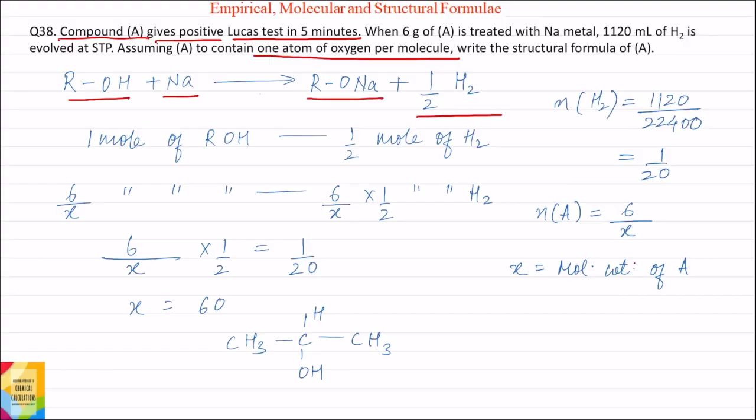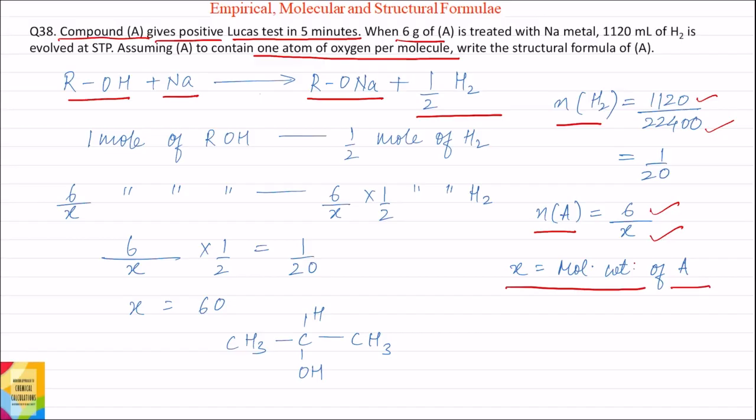Now moles of hydrogen evolved in this case is equal to volume of hydrogen evolved divided by molar volume of hydrogen, which is equal to 1 by 20 moles. So moles of hydrogen evolved is 1 by 20 moles. Now moles of A is equal to weight of A divided by molecular weight of A. Weight of A is given in the question as 6 grams, and we assume the molecular weight of A to be X. So X is the molecular weight of A.